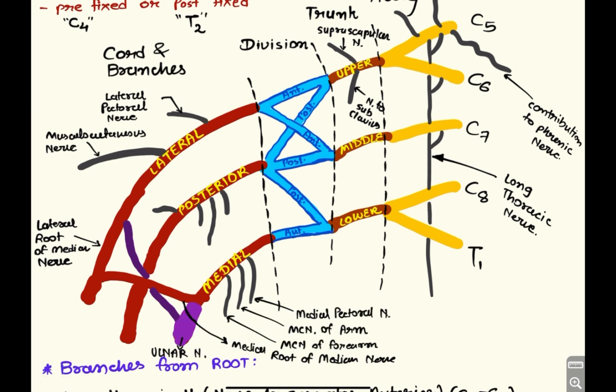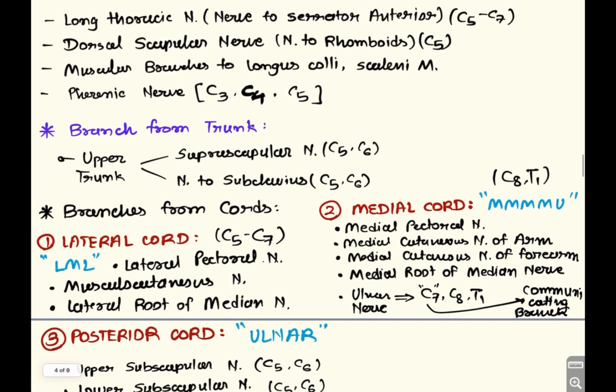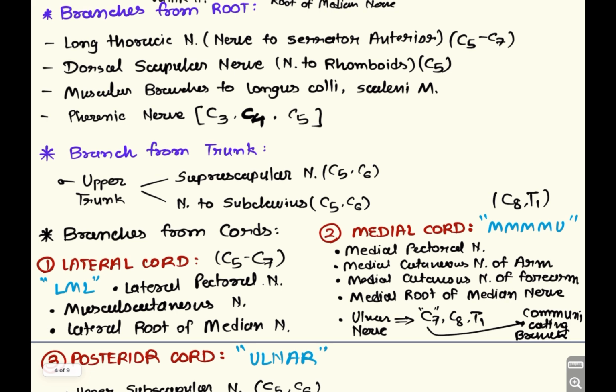These are the branches from the medial cord. We have medial pectoral nerve, medial cutaneous nerve of arm, medial cutaneous nerve of forearm, and medial root of median nerve and the ulnar nerve. Okay, so the mnemonic for the branches coming from the medial cord is MMMMU, 4M and U. Okay, so let's start. Which are the branches?